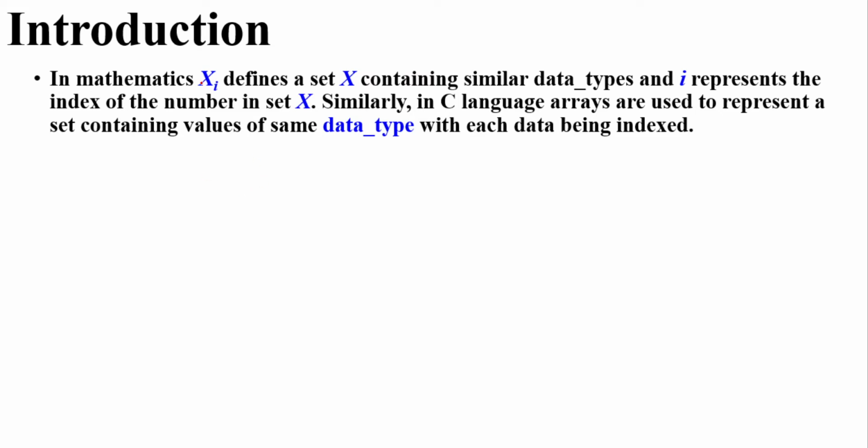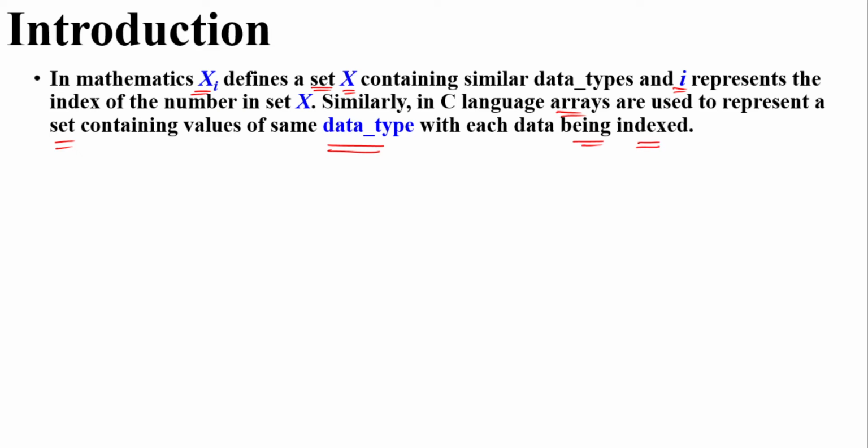In mathematics, we always use this kind of notation x base i to define a set X which contains some numbers of similar type, or we can say numbers of similar data types in the set X. Similarly, in C language, arrays are used to represent a set containing values of the same data type with each data being indexed.